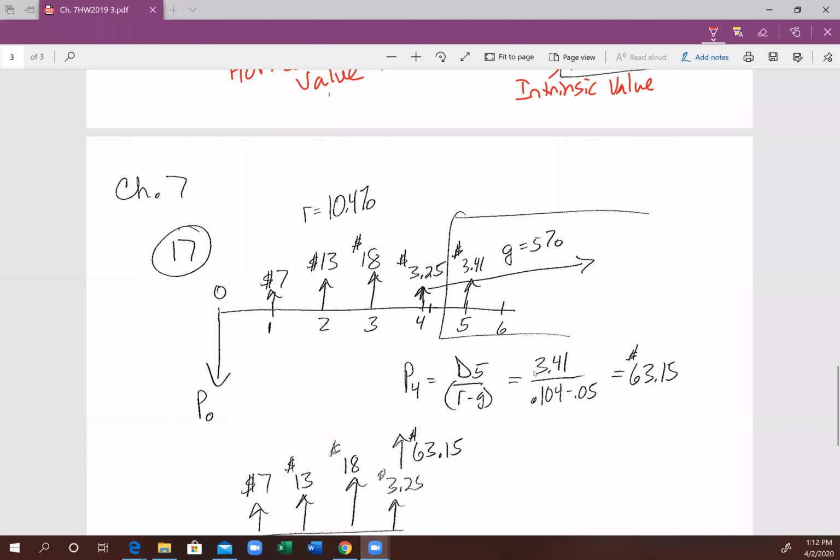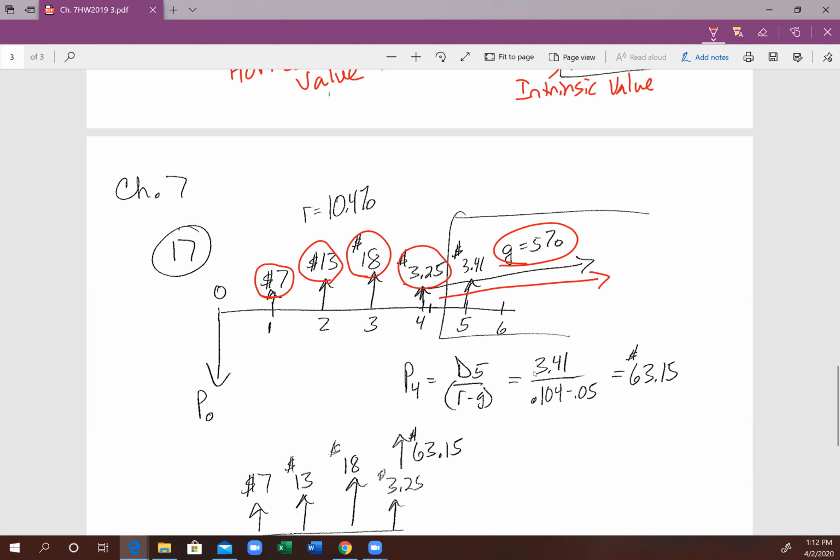This is another kind of weird problem that you wouldn't normally see, but again, it's a book problem. It's meant to demonstrate something, not really show reality. It says, suppose you expect this company to pay a $7 dividend a year from now, a $13 dividend 2 years from now, an $18 dividend 3 years from now, and for whatever reason, in year 4, they're going to pay $3.25. And after year 4, the growth is going to be 5%.